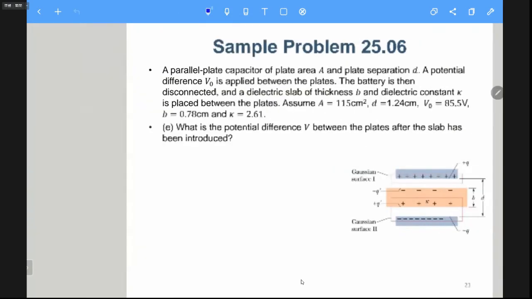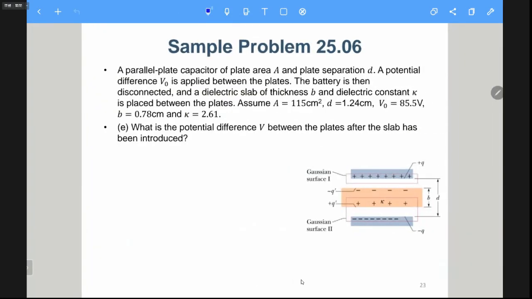So next. What is the potential difference between the plates after the slab has been introduced? As we mentioned earlier, if we just put in the dielectric slab, the capacitance will change. And now the battery is disconnected, so the charge wouldn't change, which means the potential difference between the plates will change.